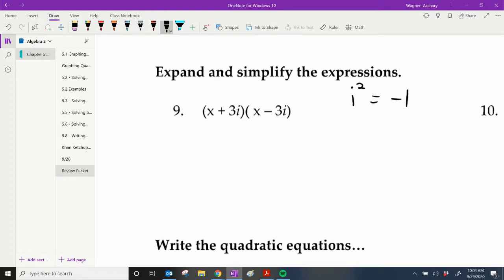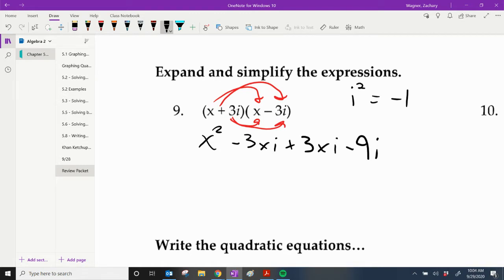Once you get to this point, if you see an i squared, replace it with a -1. We're multiplying it by -1. x times x gives me x squared. x times -3i gives me -3xi. 3i times x gives me positive 3xi. And 3i times -3i gives me -9i squared. Make sure you make that i squared.